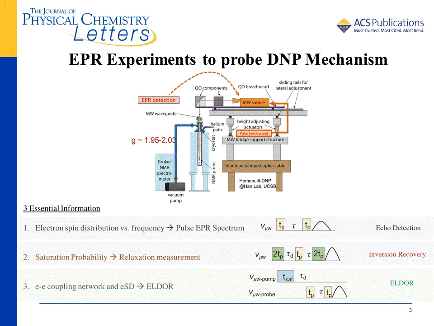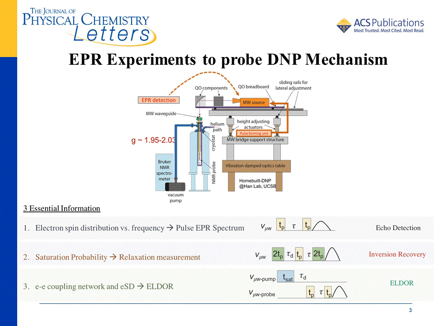Knowing the electron spin dynamics is critical to understand the DNP mechanism. In the Han lab, we are equipped with in situ EPR detection integrated with a 6.9 Tesla DNP NMR spectrometer. There are some standard or essential EPR experiments we conduct to obtain insight into the electron spin system.